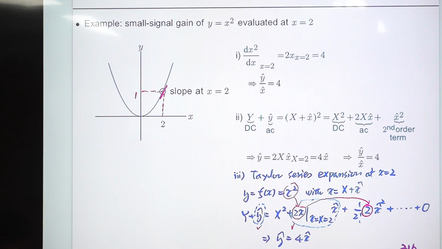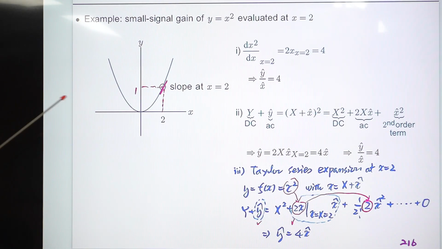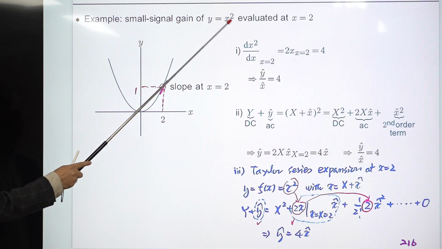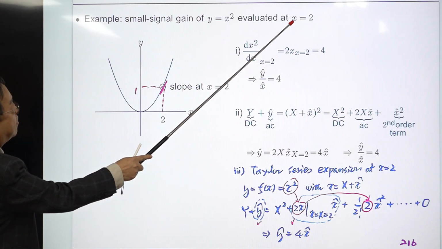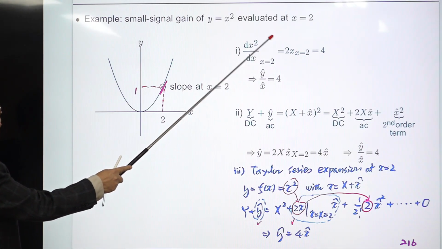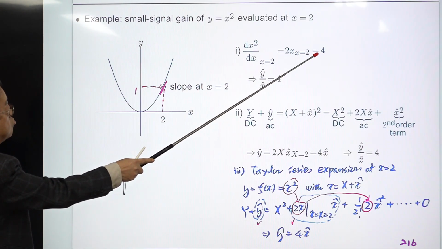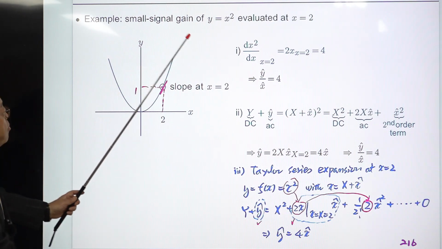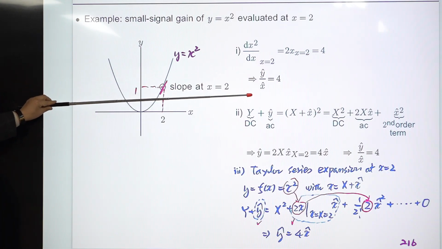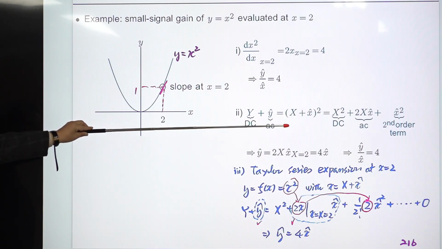So another alternative presentation is just evaluating the slope of this. So suppose you have this and you want to evaluate the small signal gain at x equals 2, then you take the derivative of this, which is this, and evaluate this at this point, which is 4. Okay, so this is the slope at this point. The equation is so obvious, so simple.